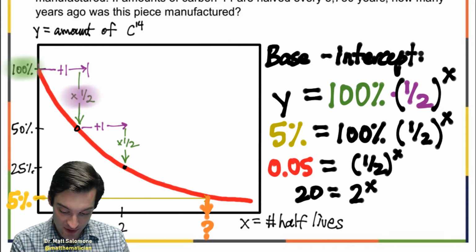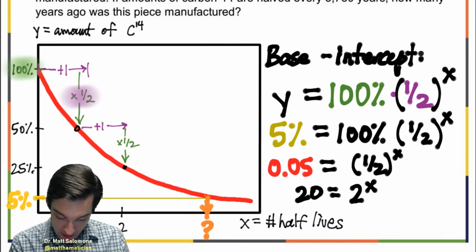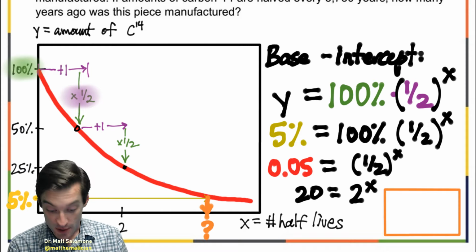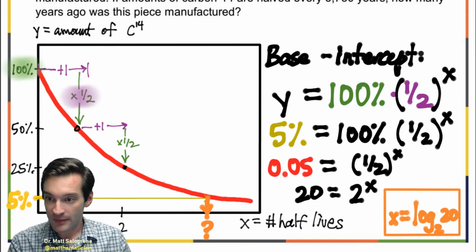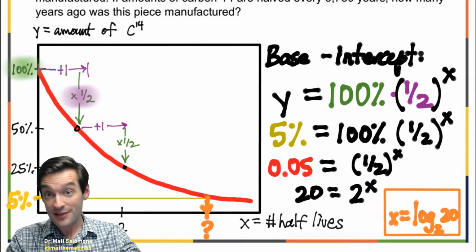And then, and this was the magic step, I converted this exponential equation into a logarithmic equation, which showed me that x was equal to the base 2 log of 20. Great. So that, from a mathematician's standpoint, is the answer to this question.